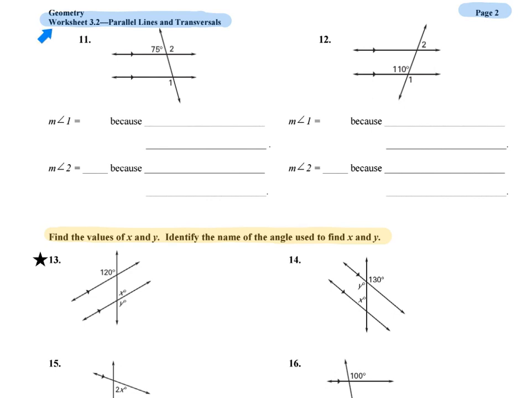All right, gang, we're working on worksheet 3.2. We're going to be talking about transversals. We're on page 2 of this. Remember, we're going through the starred questions. We only have 2 on this page. Let me just pause here and jump up to the question.